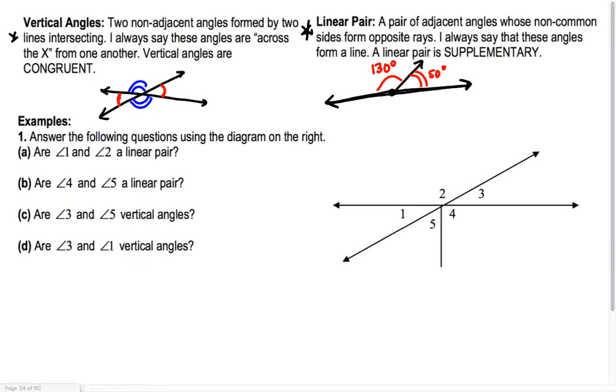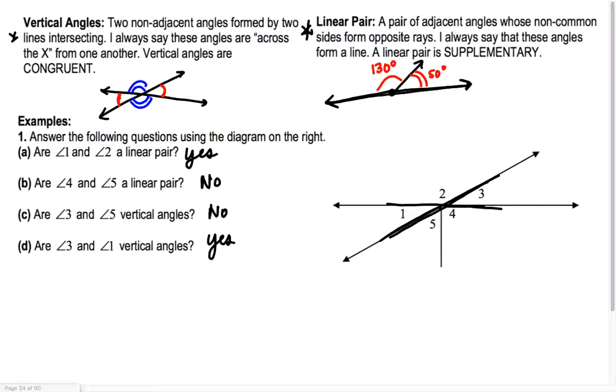Okay, so we're going to answer the questions on the right. Are angles 1 and 2 a linear pair? Yes or no? Yes, they add up to 180. Are 4 and 5 a linear pair? They're adjacent angles, right? Do they make 180? No. Are 3 and 5 vertical angles? Do they make an X shape? Kind of, but it's more like a K shape, right? They're not congruent to each other, so this is no. Are 1 and 3 vertical angles? Yes, they make that X shape, okay?